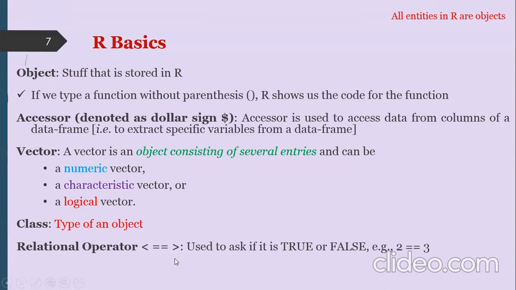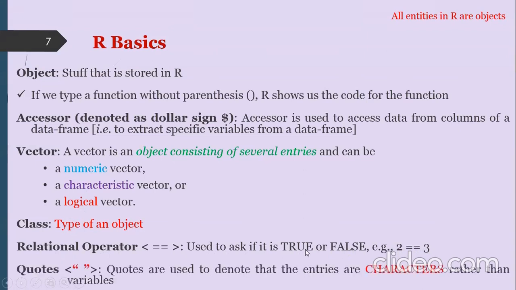And a relational operator is used to ask if something is true or false. For instance, 2 is equal to 3. This will show the relationship between these two: 2 either equals 3 or not, so it will show either true or false. And quote signs are used to denote that the entries are characters rather than variables.